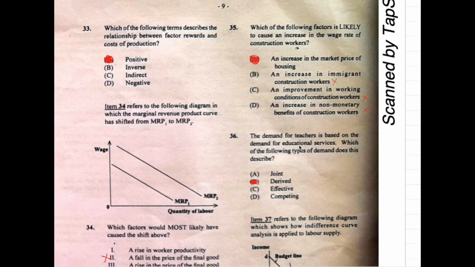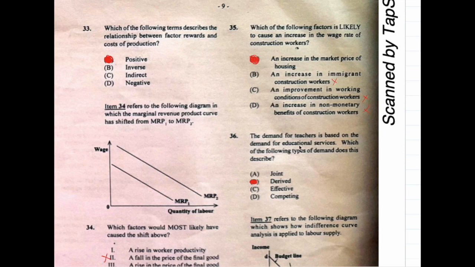35. Which of the following factors is likely to cause an increase in the wage rate of construction workers? Okay, this would end up being A, an increase in the market price of housing. This is so because housing would be considered a physiological need, or a basic need, of the construction workers, and an increase in the price of that would cause the workers to demand more income in order to offset that increase in housing prices.